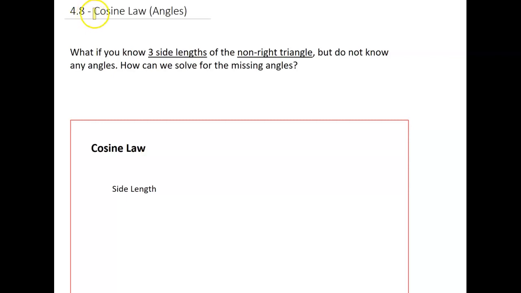Hello class, today we're going to learn about the cosine law and how we can use it to solve for angles and triangles. So now we're going to run into scenarios where we have non-right angled triangles and we have 3 side lengths, but we don't know any of the angles. So how do we solve for at least one of those angles?